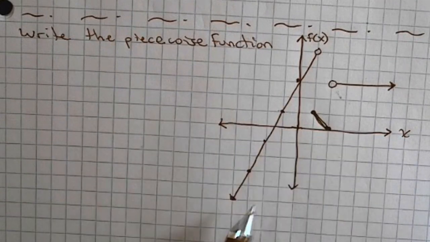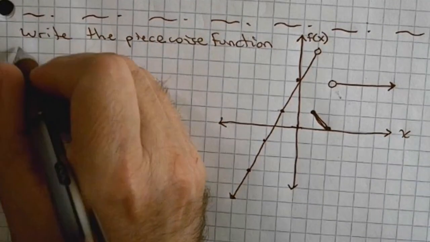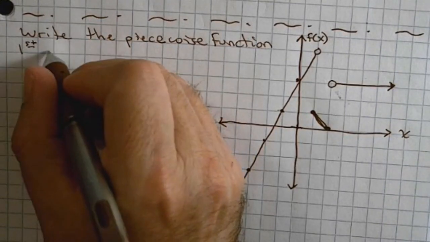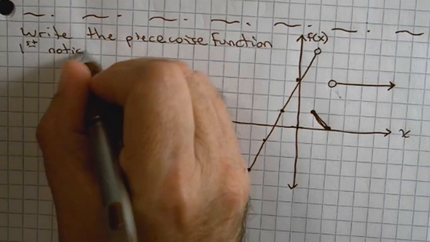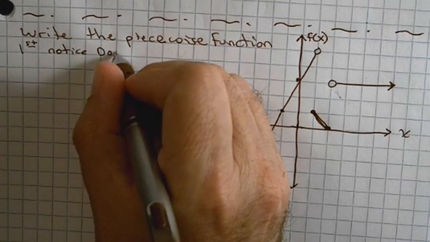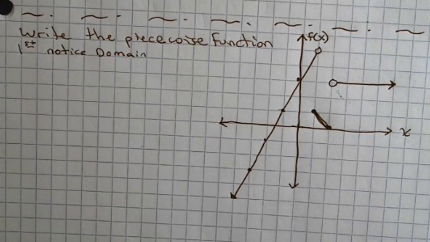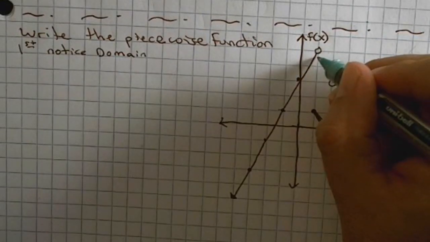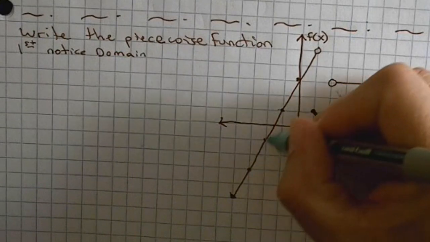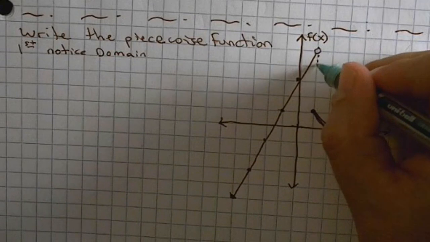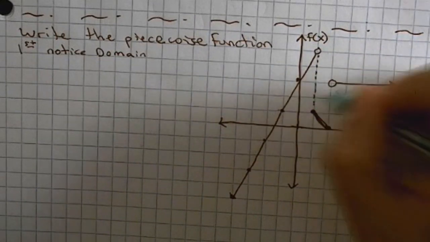So here we have our graph. The first thing we're going to do is take notice of our domain, and look at how the piecewise function is pieced. So here I'm going to draw myself a little line right here. See how this graph is continuous, and then all of a sudden it's broken. So right here it becomes discontinuous.